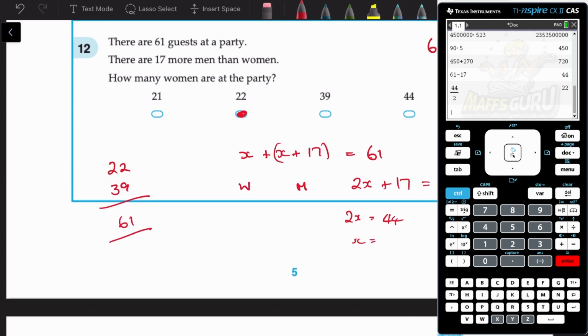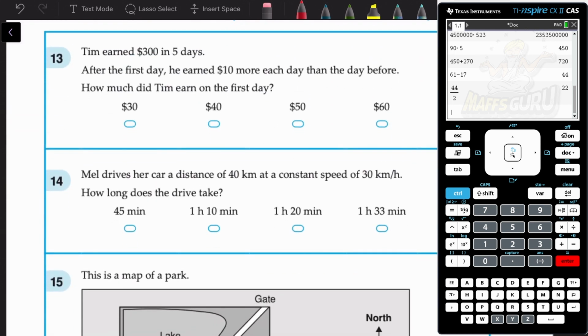And I'm sure lots of people may have tried that one by trial and error. Okay, I like the idea of algebra. It makes things sometimes a little bit easier.